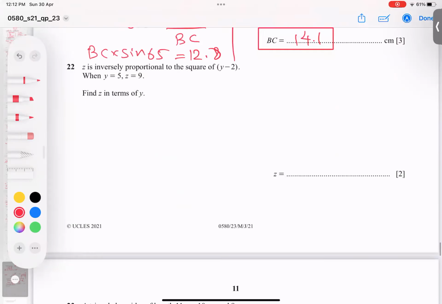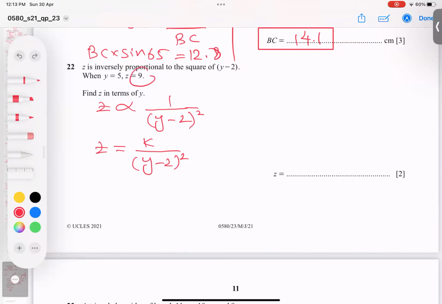Okay. Question number 22. Z is inversely proportional. Inversely means this will come in the denominator, but will come like this, but he says the square of that. Okay. And what comes up? 1, always 1 in the case of inversely proportional. When I bring this, remove this one, so I must get a K in the numerator. Now, students, we have a pair of values given, Y 5 coming here and 9 Z here.